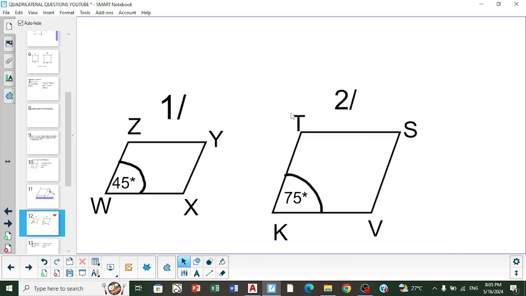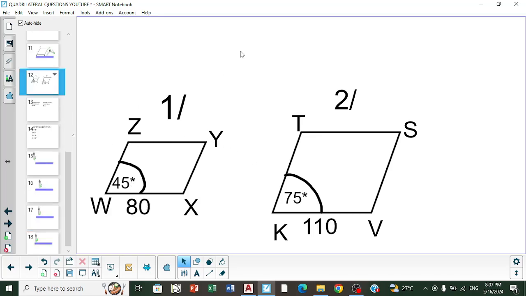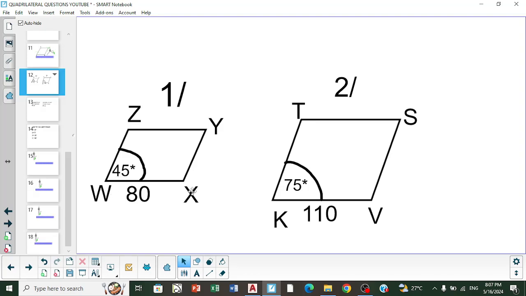So I want you to do 1 and 2. These two questions, 1 and 2, right? So these are not drawn to scale. WX is 80, right? So W, X, Y, and Z are the same length from each other, and it is sloping at 45 degrees. Whereas for question number 2, the rhombus is sloping at 75, right? And KVST is 110 millimeters away from each other.